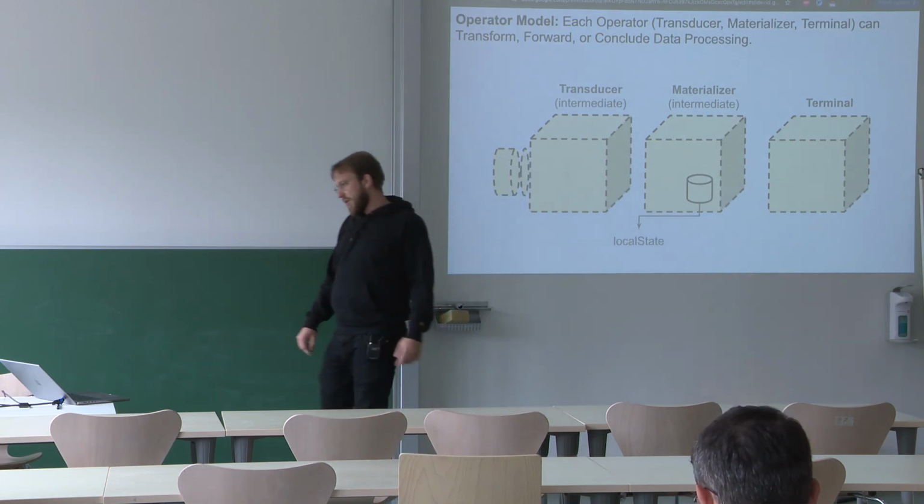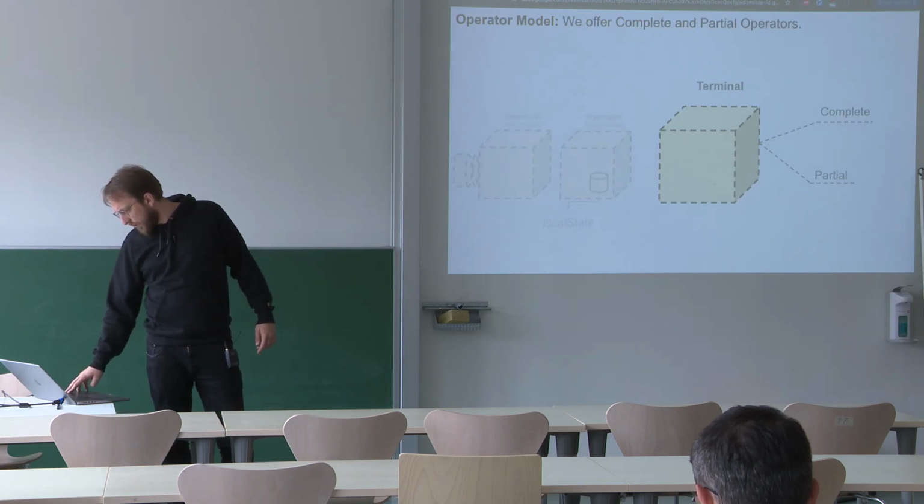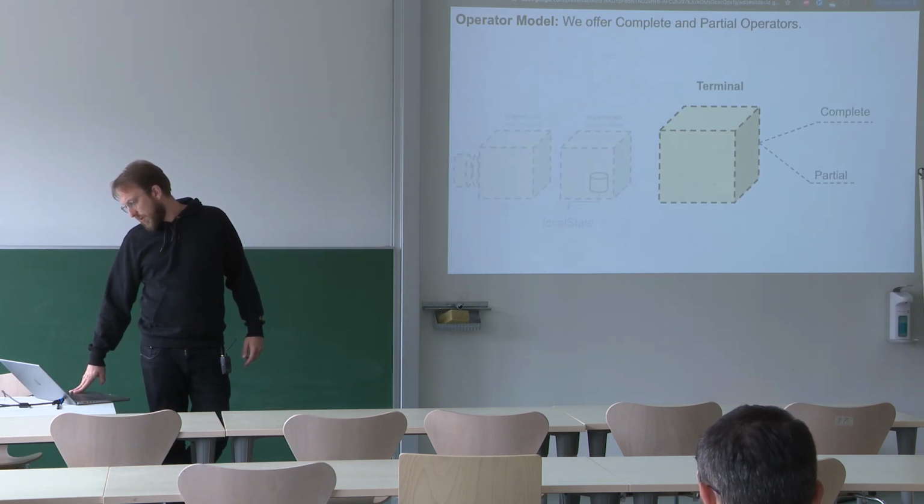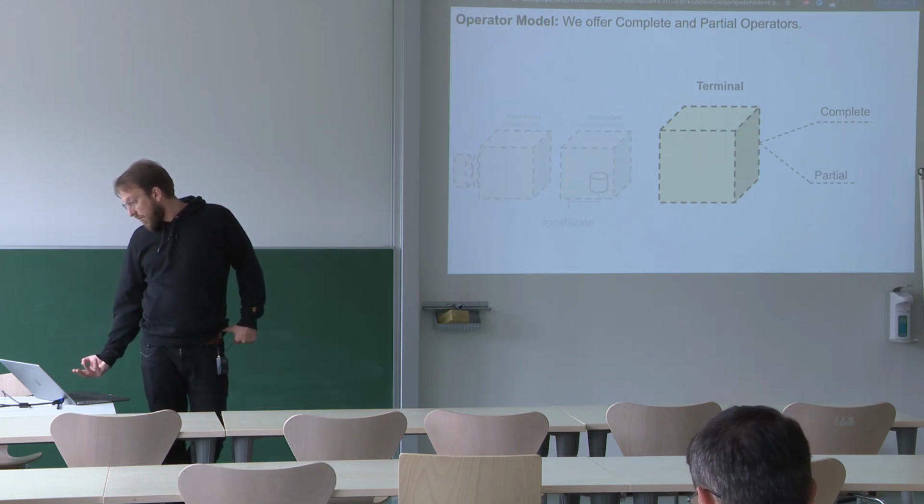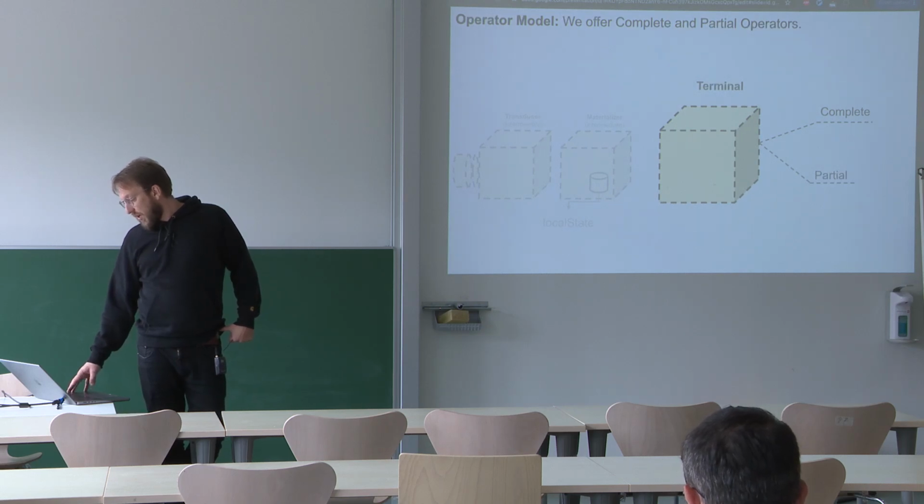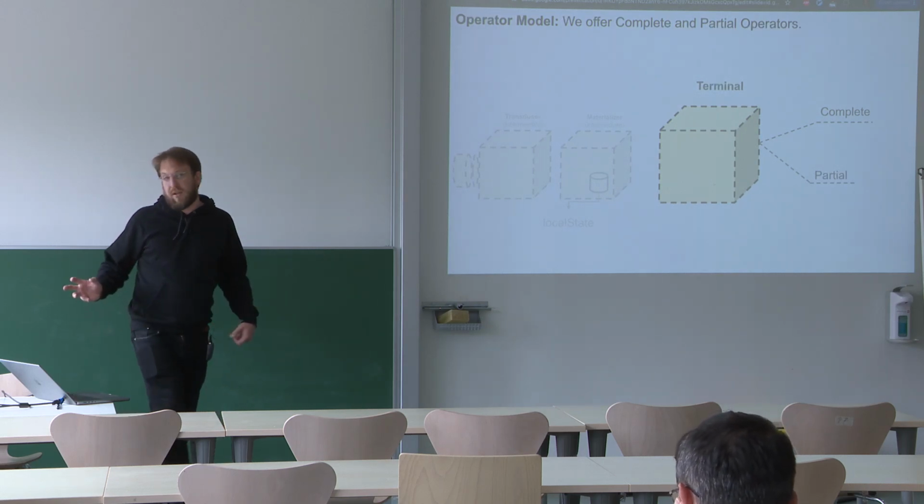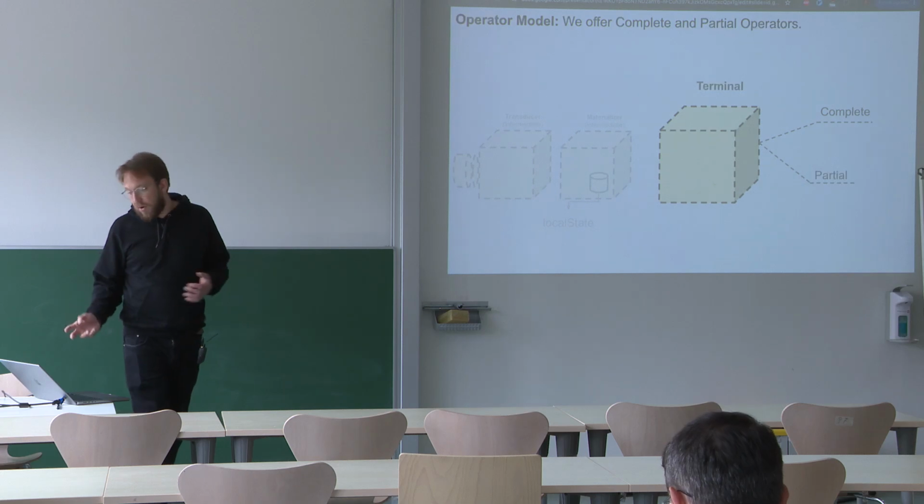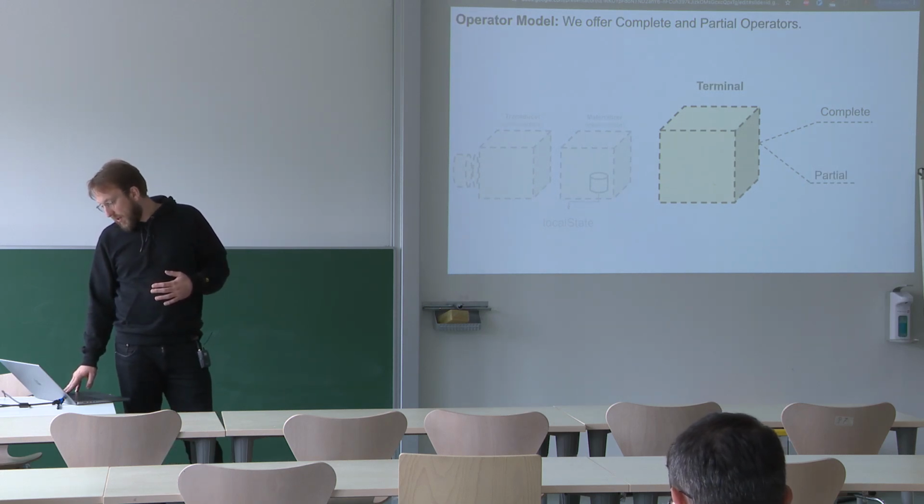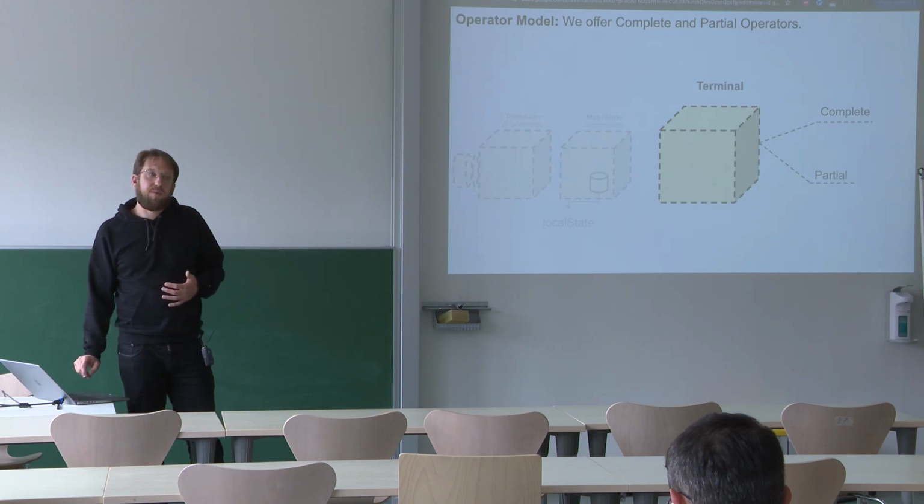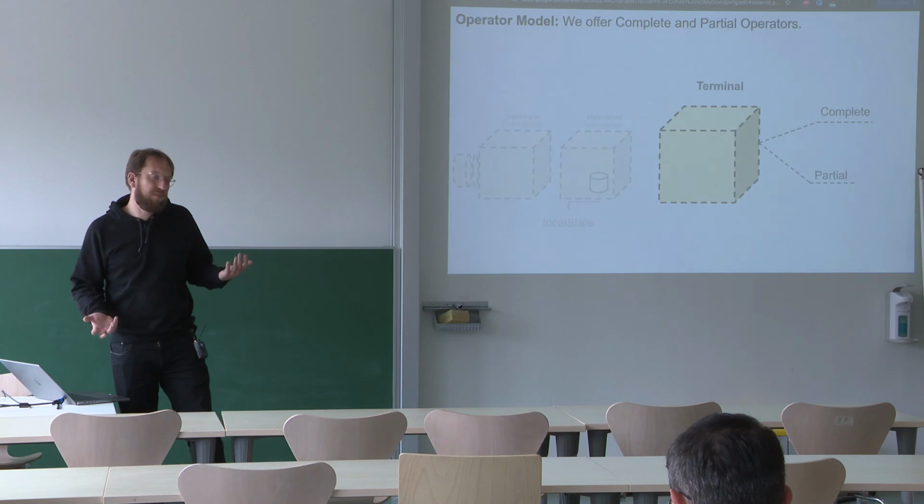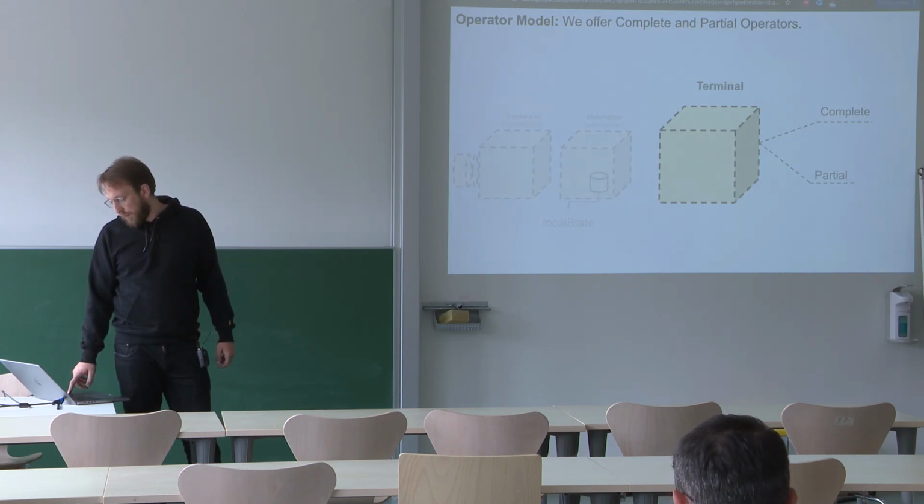And there are terminal operators, and we have complete and partial terminal operators, right? So complete terminal operators process the entirety of the input data to produce a comprehensive final result, something like a count, for example. And partial iterators are capable of producing output before, something like when you want intermediate results of a stream, things like that.